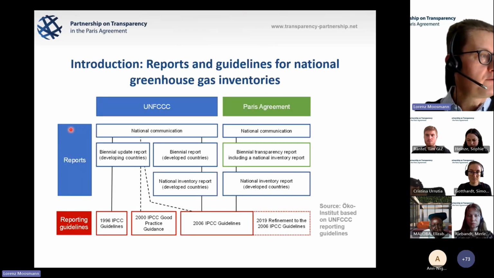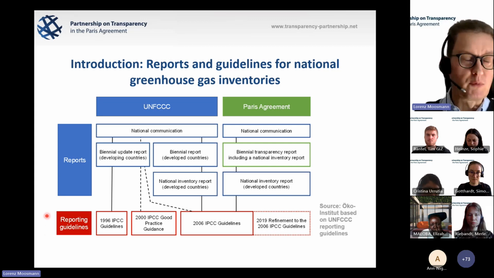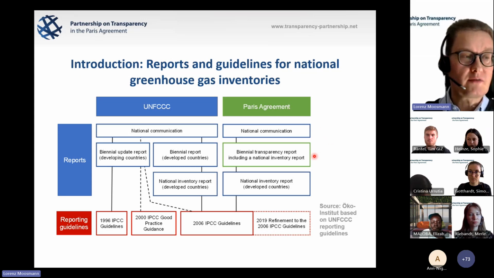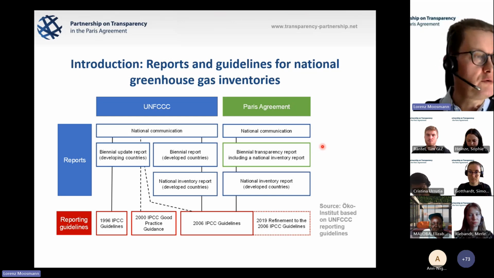What I'm showing here is similar to what Simone already said, an overview of reports and topics. This figure now contains, in addition, an overview of the inventory reporting guidelines. And what we're interested in now is what changed with the Paris Agreement. So basically, there are still national communications and they're still being reported under the convention. There is not really a change now. What's important, especially this year, are the biannual transparency reports, which are a new requirement for all parties to the Paris Agreement.